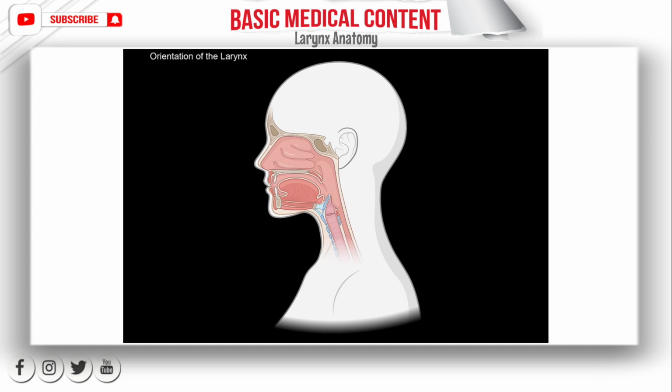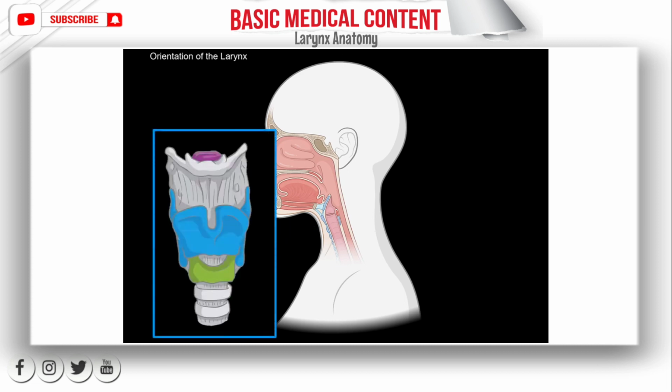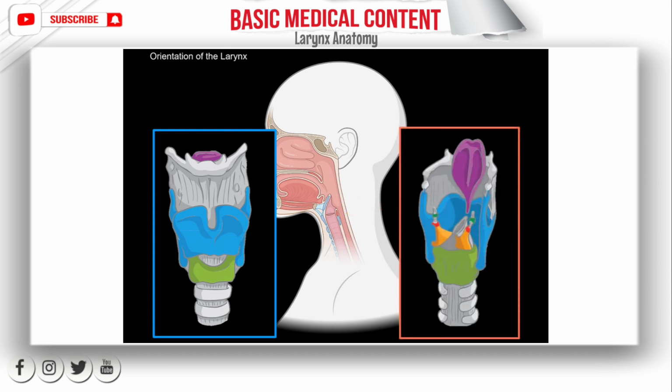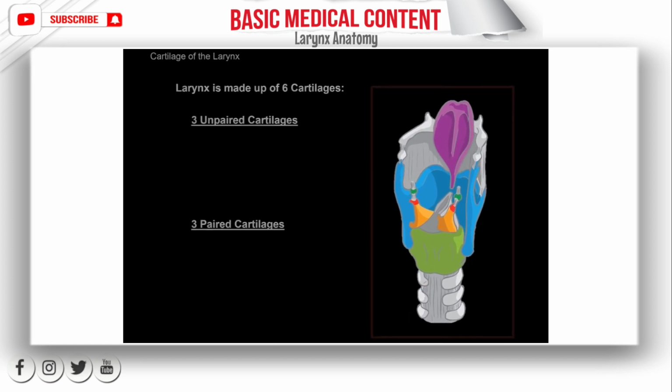Now let's continue with the orientation by looking at the larynx from different angles. So if you look at it anteriorly, this is how the larynx is going to look like. And if you look at the larynx posteriorly, this is how it's going to look like. Notice the hyoid bone above the larynx and the trachea under it.